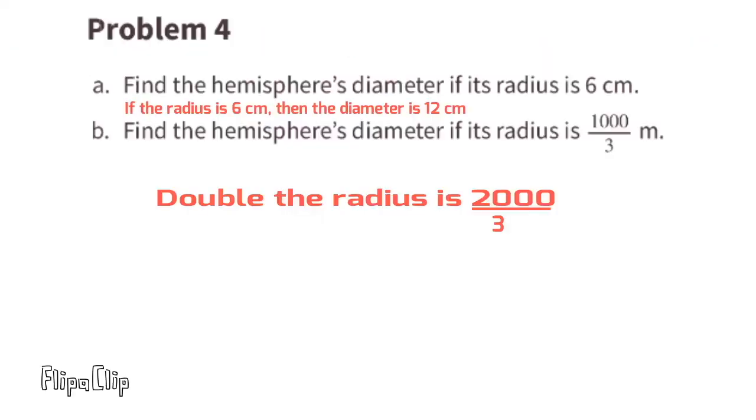B. Find the hemisphere's diameter if its radius is 1,000 over 3 meters. Double the radius is 2,000 over 3 meters. So the diameter would be 2,000 over 3 meters.